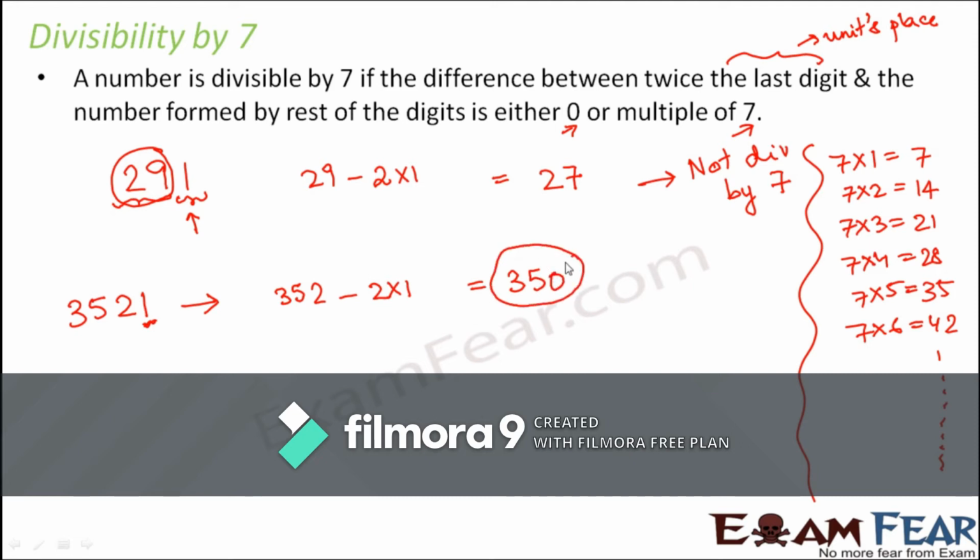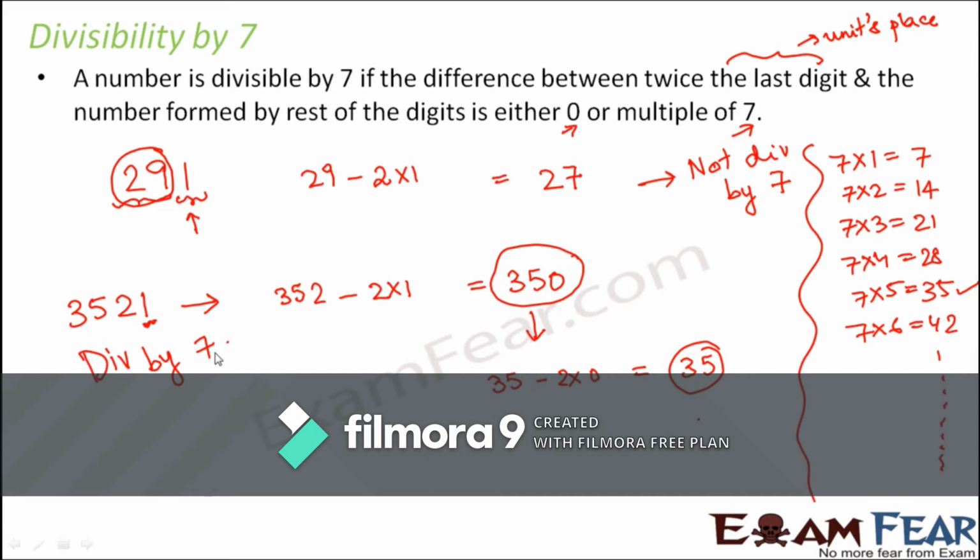Now do you know if 350 is divisible by 7 or not? Because 350 is also a big number, it is difficult to tell if it is a multiple of 7 or not. So what we do, we repeat the same process. Which is the last digit? 0. Multiply it by 2 and then subtract it from the rest of the number, that is from 35. So 35 minus 0 is equal to 35. Now can you tell if 35 is divisible by 7? Yes, it is. Therefore this number is divisible by 7. So this is how we can decide whether a number is divisible by 7 or not.